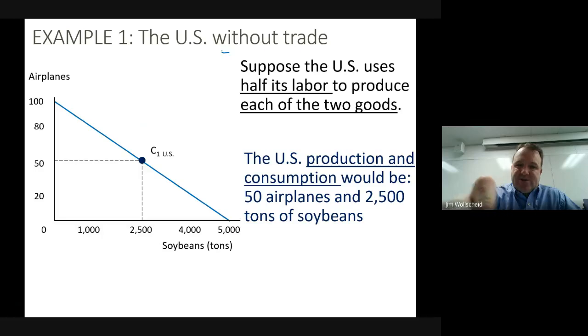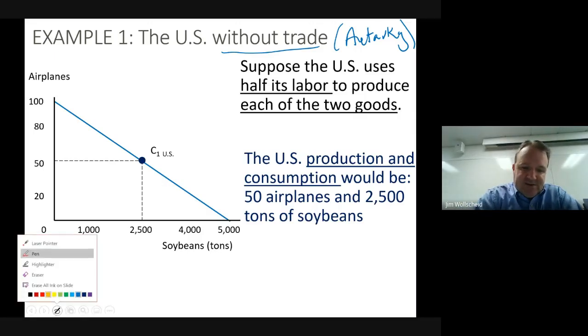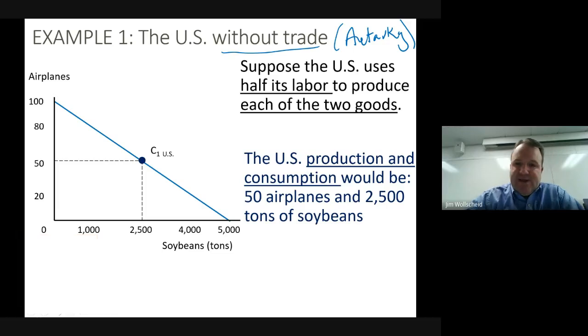Suppose the US is without trade. The fancy term for this is called autarky. So if you ever see the term autarky, that means without trade. It means we're self-sufficient. So the United States is self-sufficient. That means we produce our own airplanes and soybeans. I just picked a point in the middle. Doesn't have to be in the middle, but I just picked a point for simplicity.